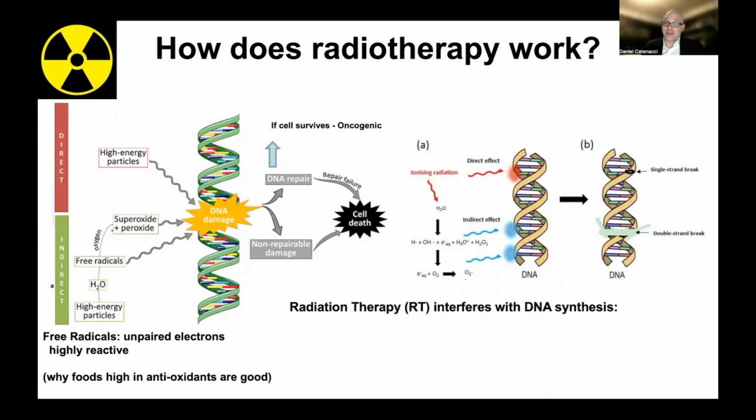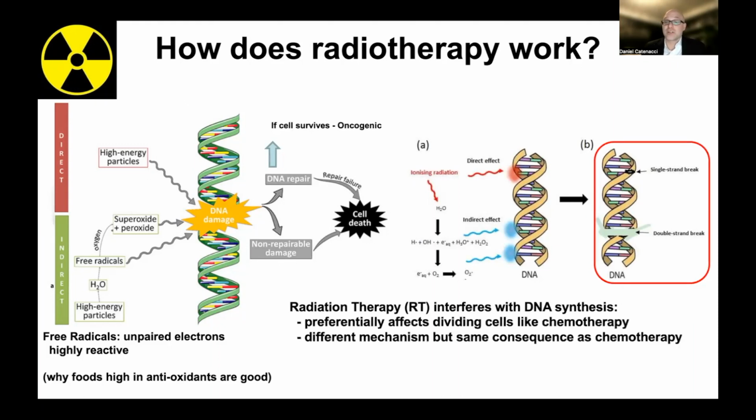So radiation therapy then interferes with DNA and DNA synthesis, and therefore it preferentially affects dividing cells. So this should sound reminiscent of how chemotherapy works. So it's a different mechanism of how we create the damage in the DNA, but it has the same consequence as chemotherapy. And in fact, it's just like when we talked about how different chemotherapies that each affect DNA differently can be synergistic when we add them together, like 5-FU plus oxaliplatin compared to each one separately. Similarly, chemotherapy with radiotherapy, called concurrent chemoradiotherapy, or CRT, is synergistic.